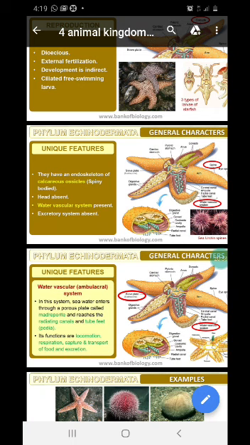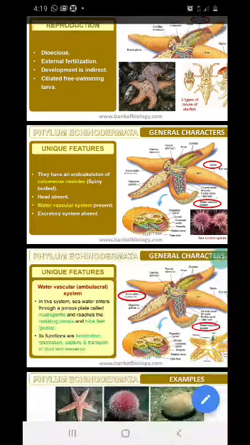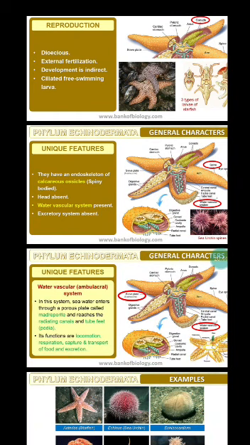So what is the unique feature? They have a water vascular system, and they have an endoskeleton made up of calcareous ossicles. The entire animal has an endoskeleton made up of calcium or calcareous ossicles, right? And there is no excretory system. Excretion is done by the water vascular system.